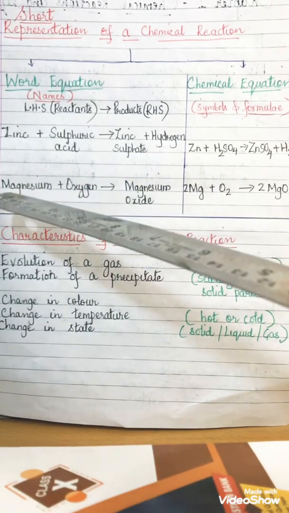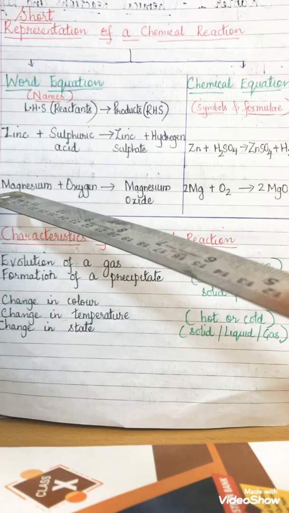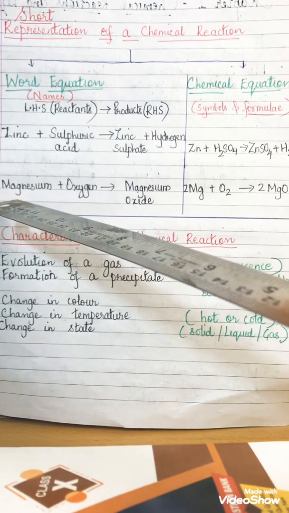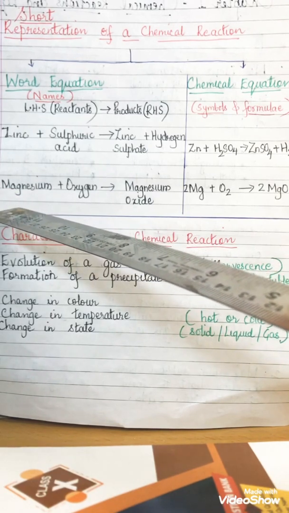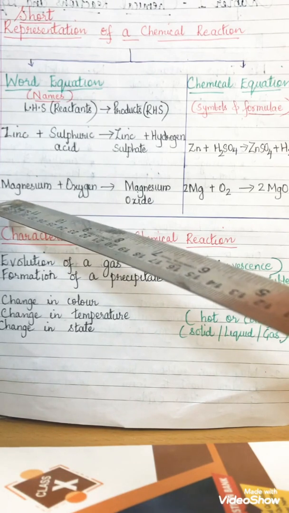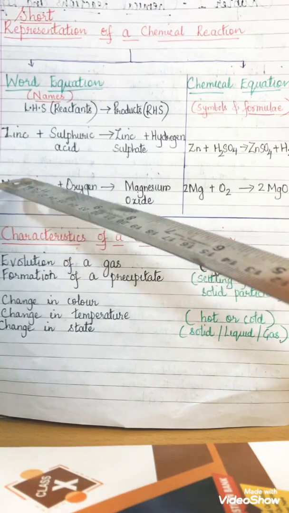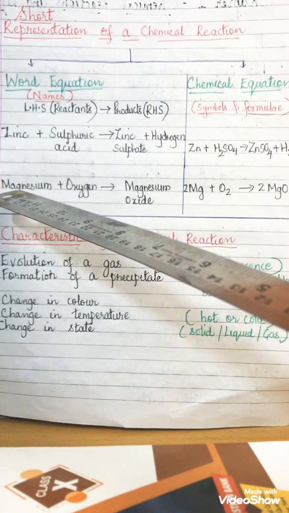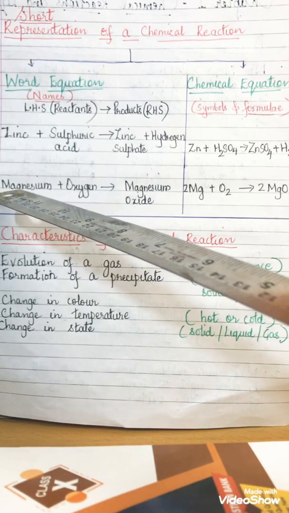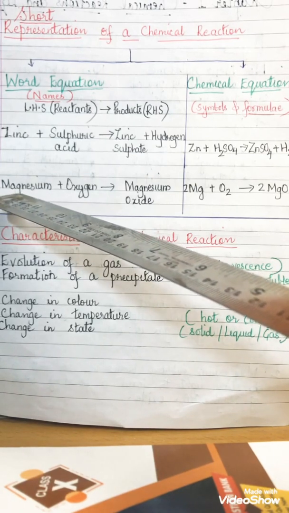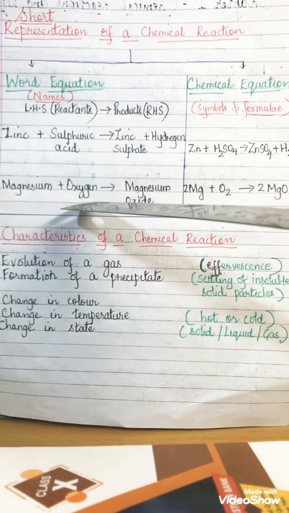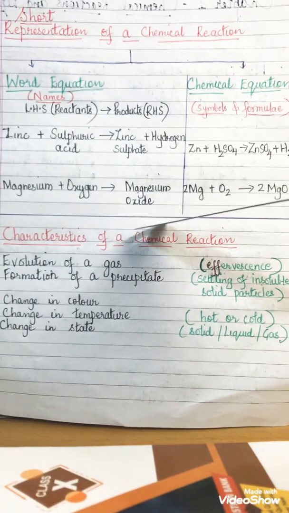Our second example was the burning of magnesium ribbon in air to give magnesium oxide. So it can be written in the form of a word equation in this form: magnesium plus oxygen gives magnesium oxide.